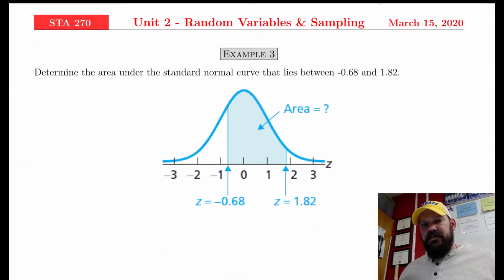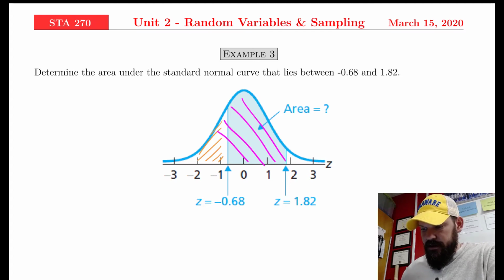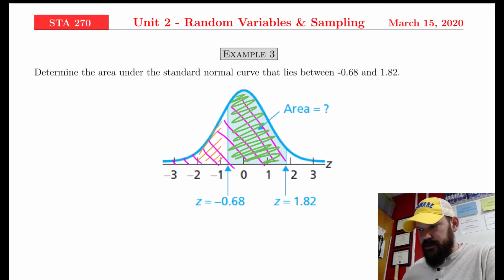What about an area that lies between two z-scores? So we want to take our table here and we want to find the value that lies to the left of negative 0.68. So that's going to give me this region here in orange. Then I'm going to have the area that lies to the left of 1.82. That's going to give me this area here in pink. The reason I drew this on here is because if I take the area in pink and subtract the area that is in orange, I'm going to be left with this area here in green. I apologize for all the colors if that's confusing to you. Maybe mathematically it will make more sense when we do this.